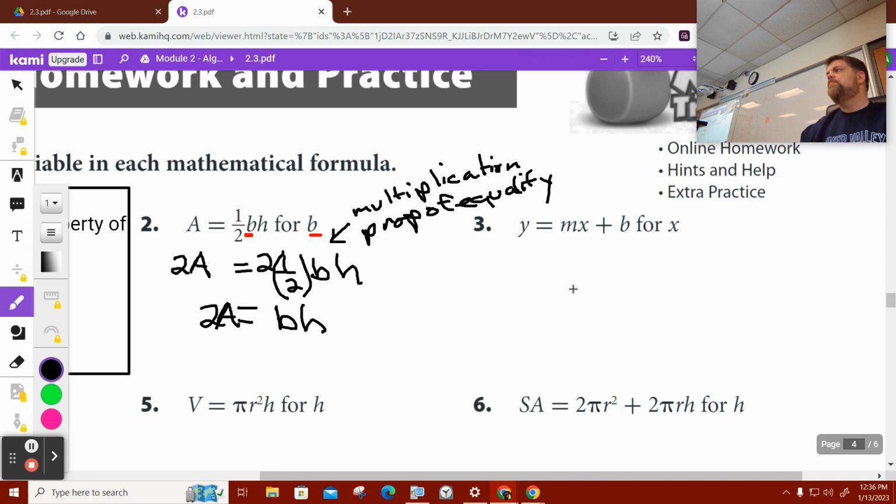Mathematically speaking, when you have two variables that are next to each other, what's the mathematical operation you're supposed to do with those two? Multiply, right? So what's the opposite or the inverse of multiply? Division. So I'm going to divide by H on both sides. That is the division property of equality.